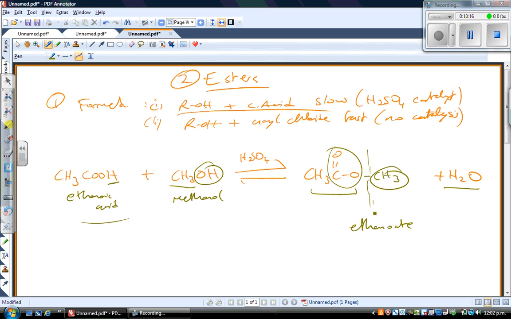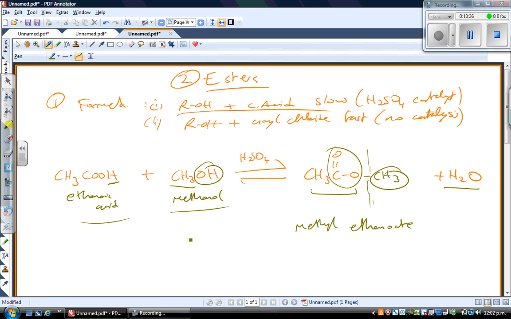And then this part here, which comes to the right-hand side of the demarcation line, is the side group, which is going to be from the alcohol. So this is methyl ethanoate plus water. So that's your reaction for the formation of an ester using an alcohol and a carboxylic acid.